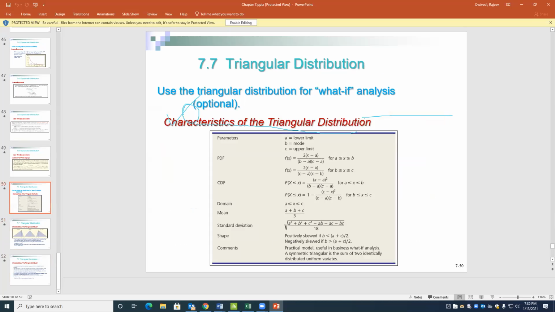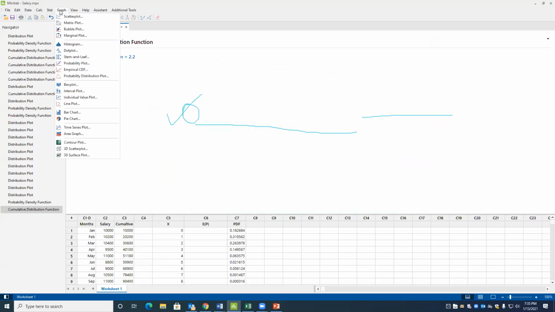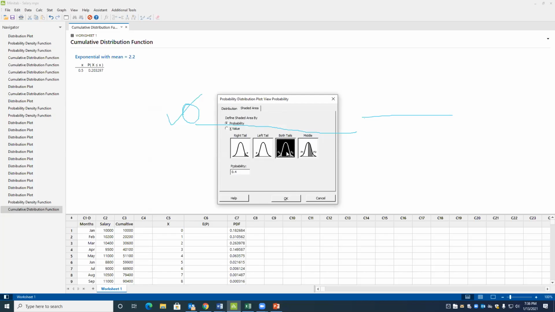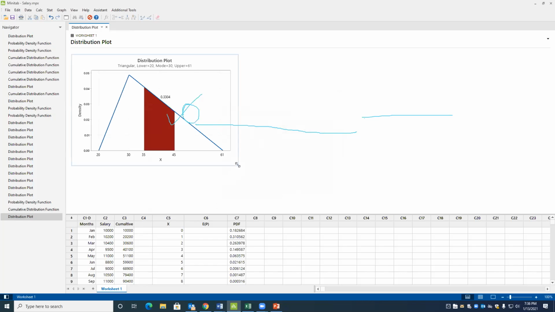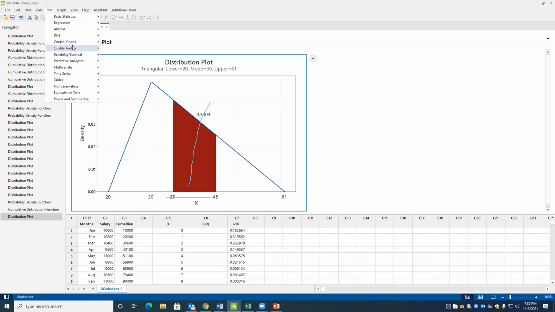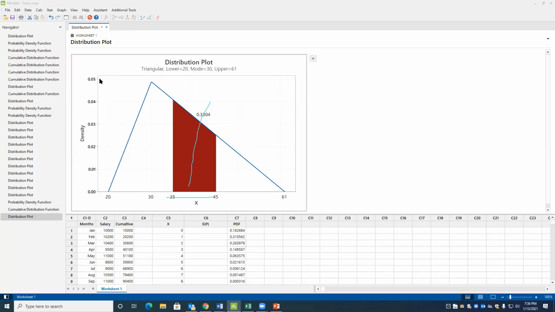What we need to do in the triangular distribution, I will show you here in a graph and probability distribution. I go under triangular. Let's say the minimum value is 20, the mode is 30, the maximum is 61. What is the probability that the X value is more than 35, or in between 35 and 45? So I just put here 35 to 45. Am I correct? Yes. So this is, for example, a triangular distribution where the minimum value is 20, 30 is the peak, and 61 is the maximum. What is the probability between 35 and 45? This is the answer. This is also in their graph probability distribution.